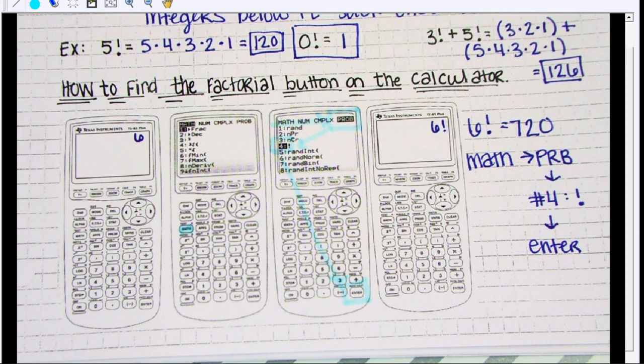I just saw a chat. Let me see. I think I already answered it. I did. Okay. Yes, I will put the worksheet up during third.